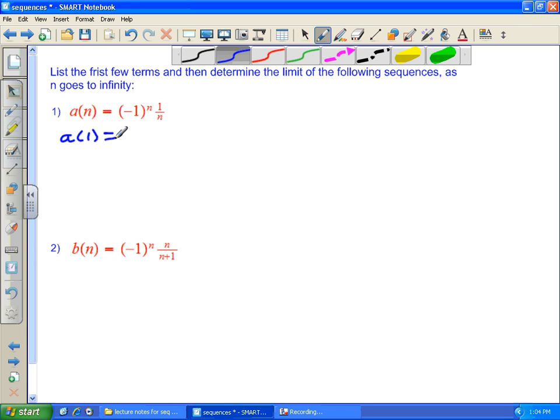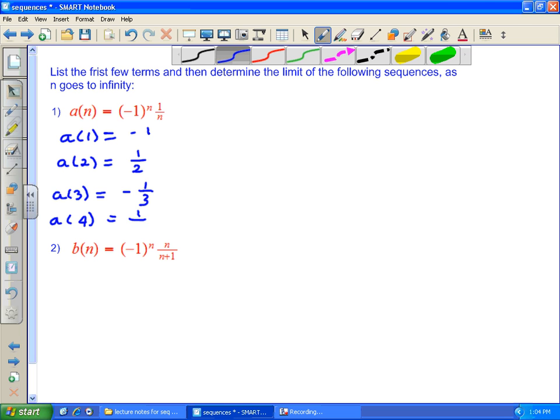So if n is 1, do we get positive or negative? Negative, right? Negative 1 to the 1 would be negative, so you get negative 1 over 1, or negative 1. Okay? If n is 2, we get negative 1 squared is positive, so you have positive a half, right? If n is 3, what do we get? Negative 1/3. If it is 4, we get positive 1/4.